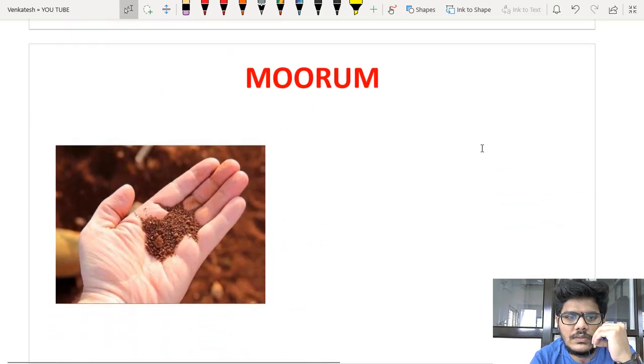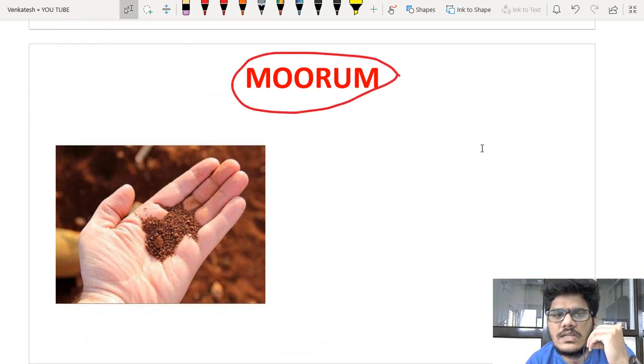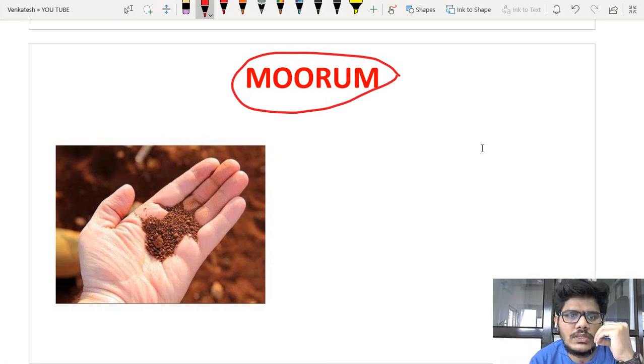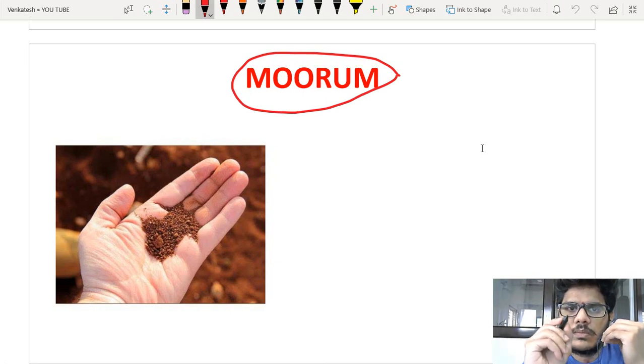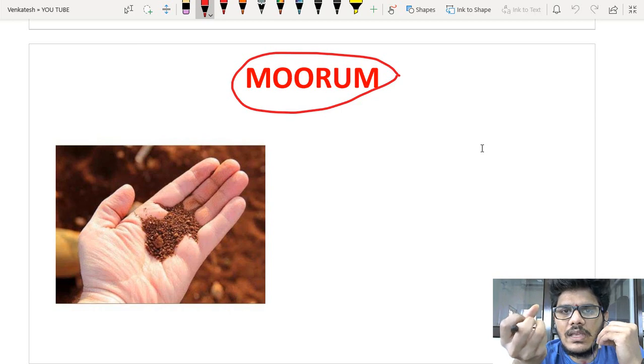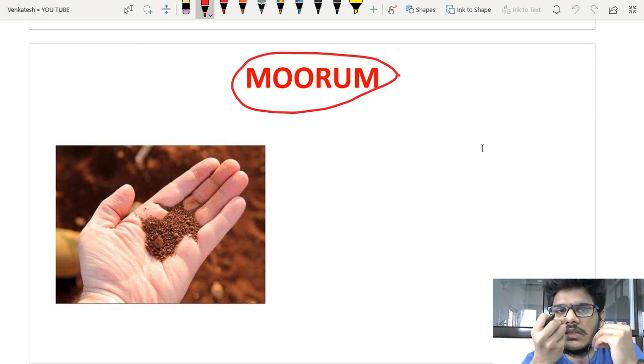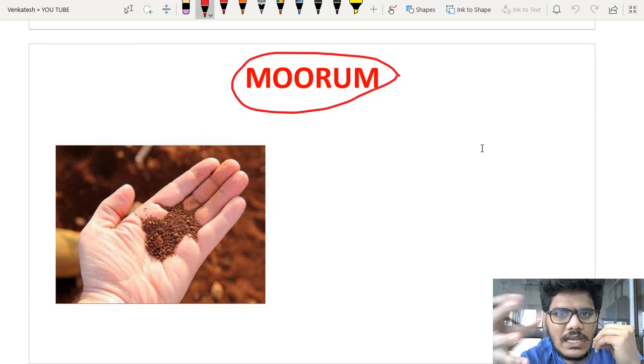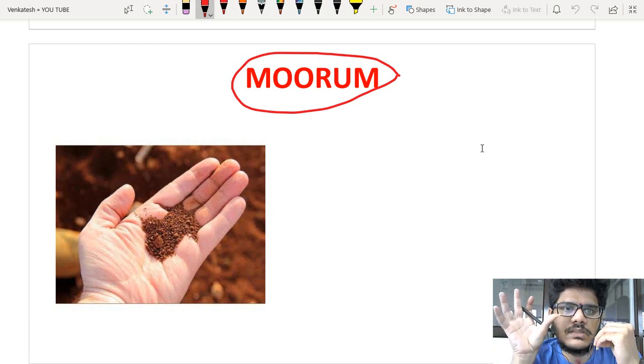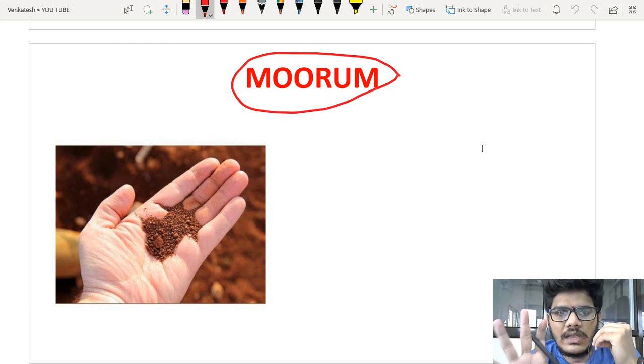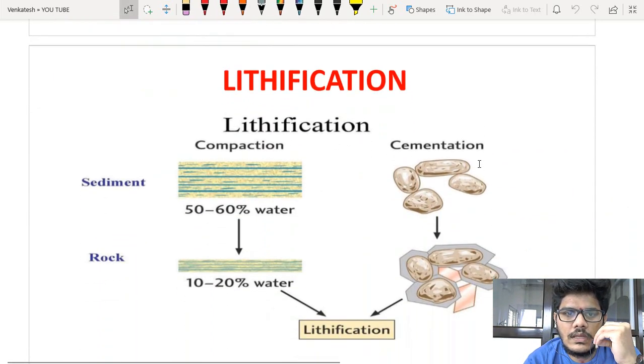Coming to the next one, moram. Moram is nothing but a gravel mixed with red clay. So one important application of this moram is that moram soils have high bearing capacity. That means these types of soils can be used in construction purposes. So these are about the different types of soils.